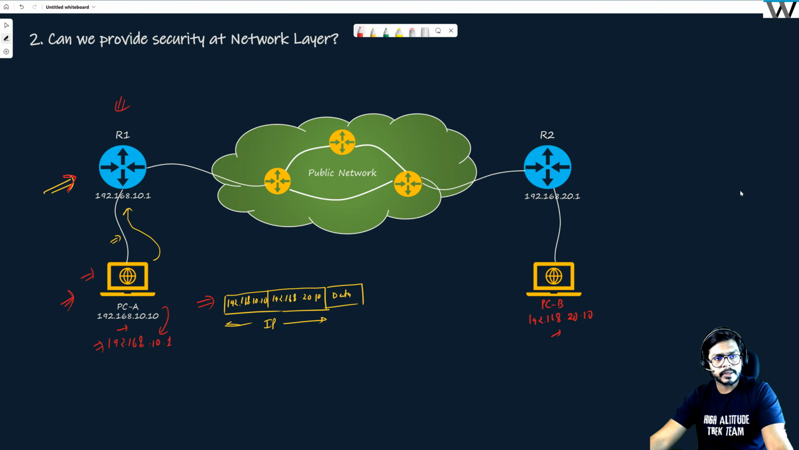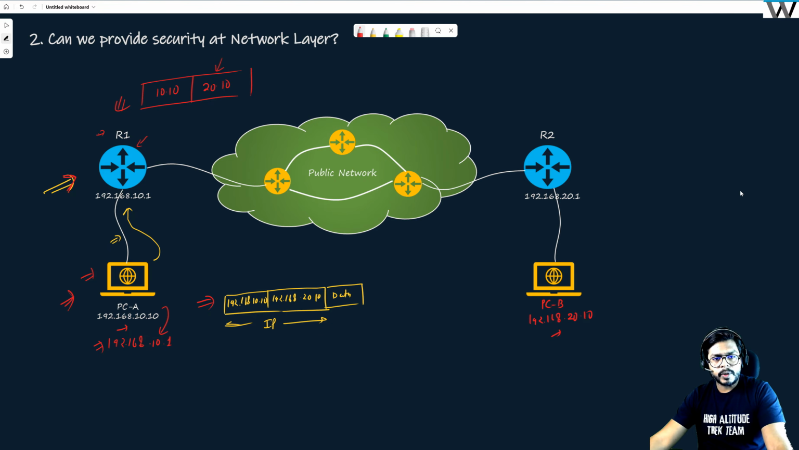The packet reaches here. I'm just writing the packet again, but with the shorter form of IP address. The source is 10.10. The destination is 20.10. What this router is going to do is look into its routing table, since this packet wants to go to 20.10, and check whether it has the route. And of course, it is going to have this route in the routing table. Suppose it is learning that route.